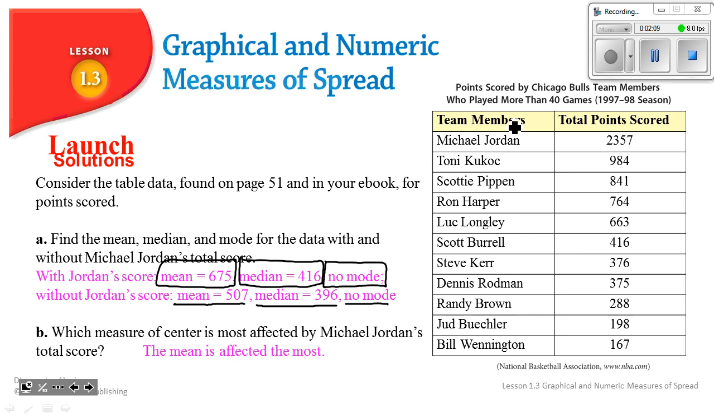Okay, which measure is most affected by his score? Well, we can see that the mean really varied. It was 675. And then without his score is 507. So if we think about that for a second, why did that happen? Because Michael Jordan scored so many more points than everybody else, his score was an outlier. And that outlier drove that mean way up with his score. We have a much greater mean because his score was so much higher than everybody else's.